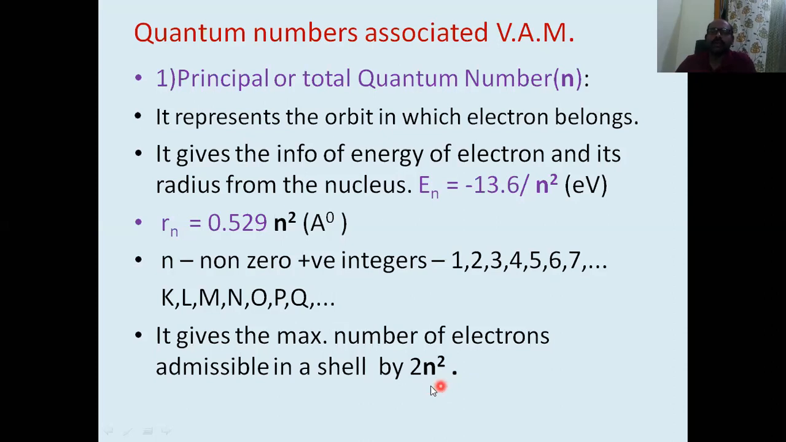8 electrons. In that way, n gives the information of how many maximum electrons can be accommodated in a particular orbit, and n also gives the energy of the electron and the radius of the electron from the nucleus, that is, the average distance of the electron from the nucleus, Rn. Okay, that is about the principal quantum number.